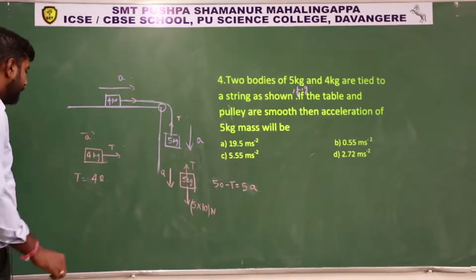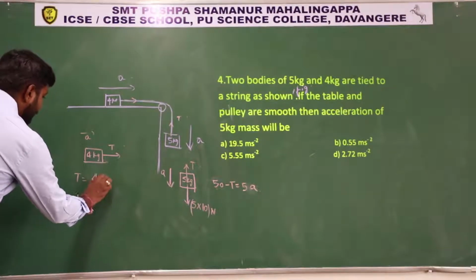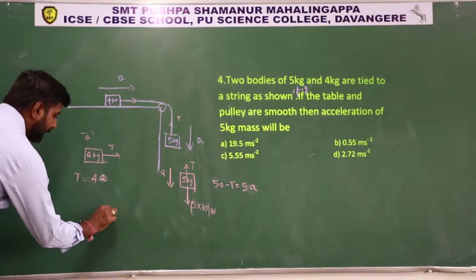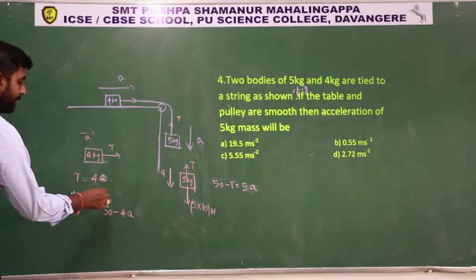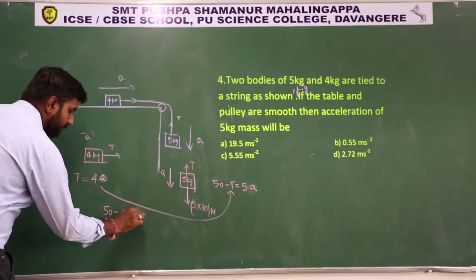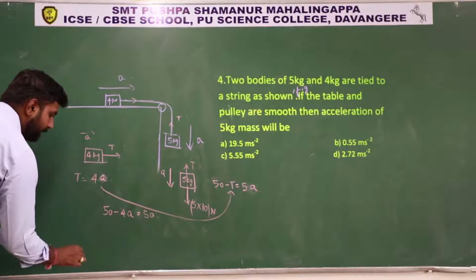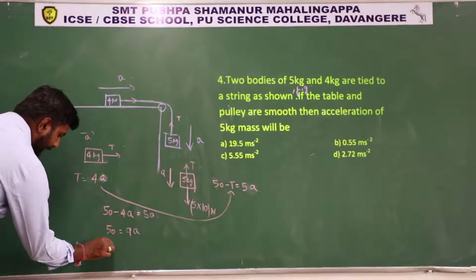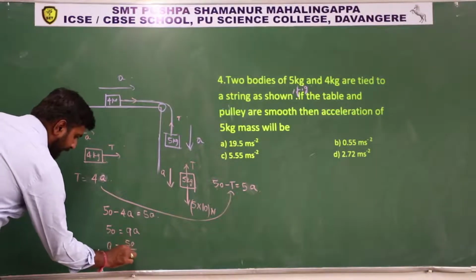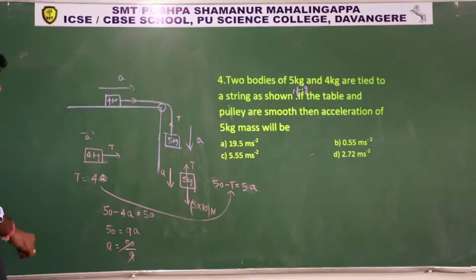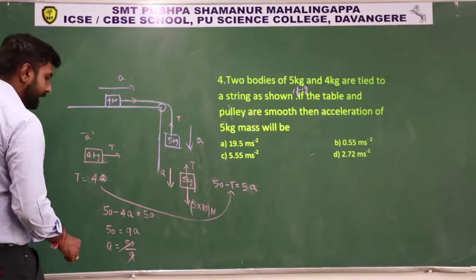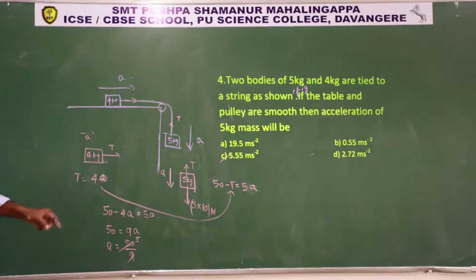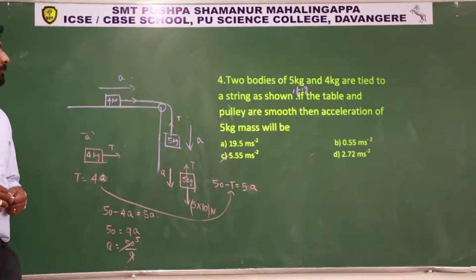So take these two equations. The T value we came to know here, T equals 4a. Then substitute there, you will get 50 minus 4a equals 5a. That means 50 equals 9a, or a equals 50 by 9. Then if you see here, you will get nearly 5.55 meter per second square as the answer.